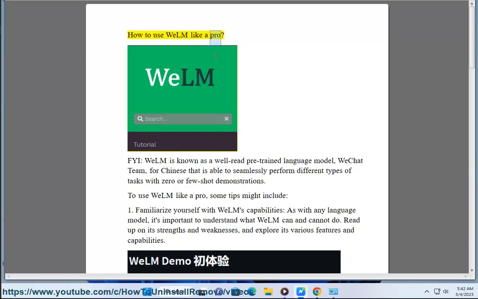How to use WeLM like a pro. FYI, WeLM is known as a well-read pre-trained language model, by the WeChat Team, for Chinese that is able to seamlessly perform different types of tasks with zero or few shot demonstrations.